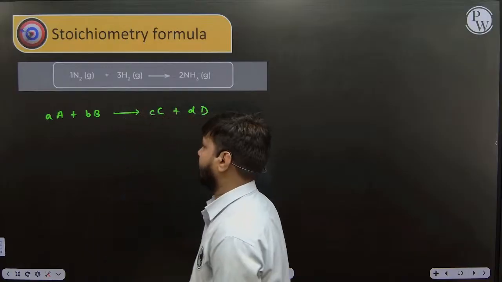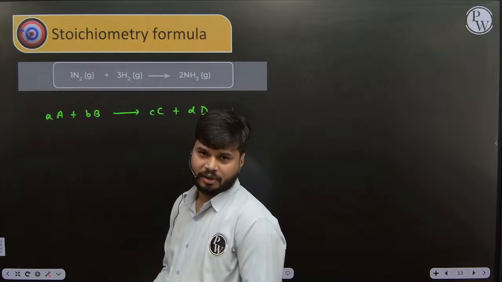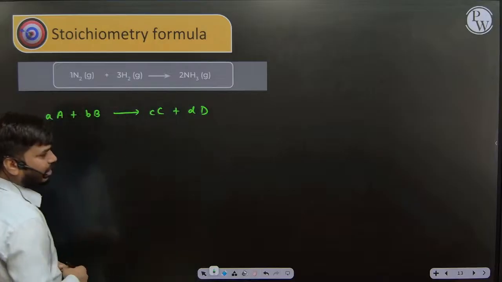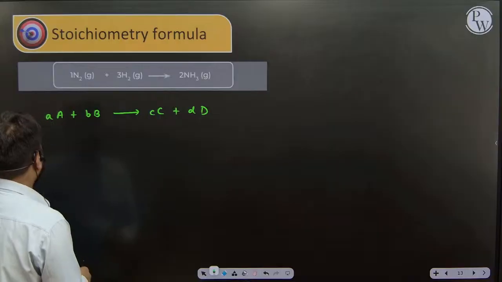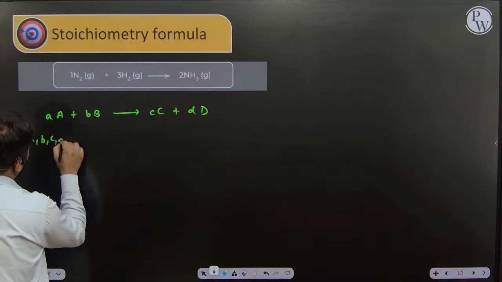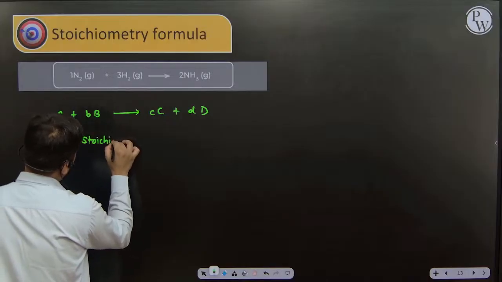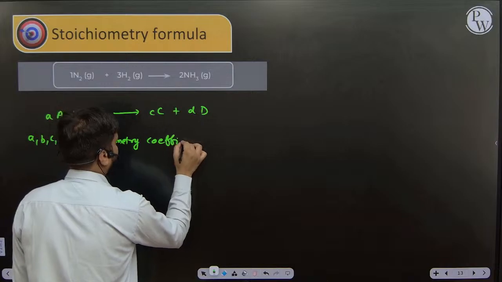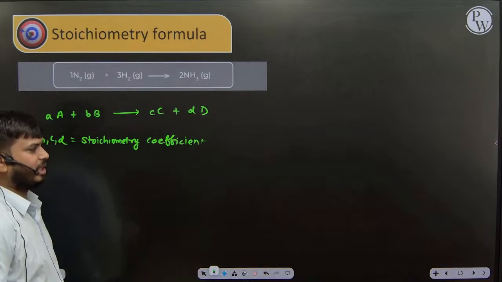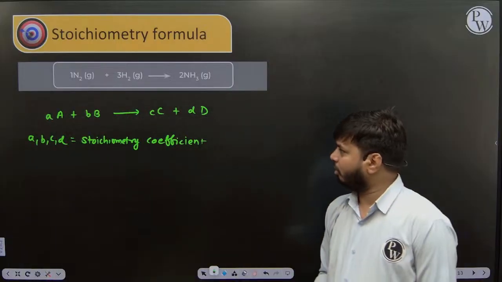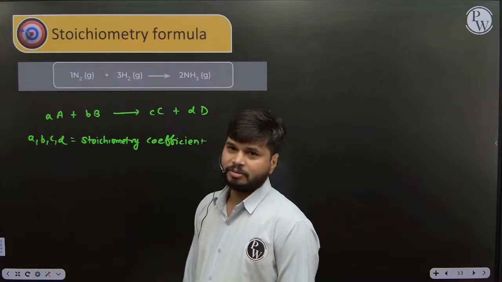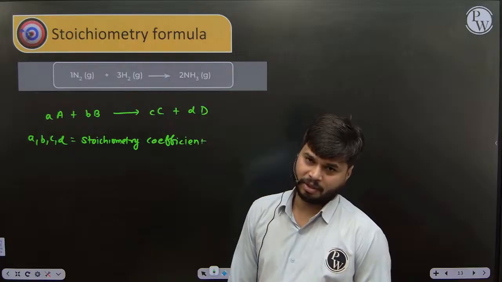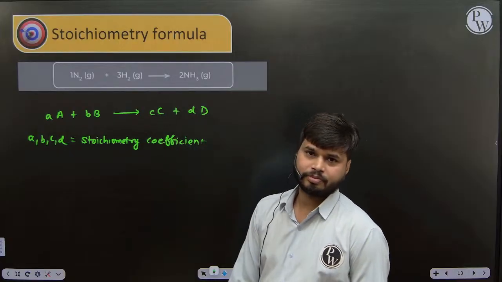Here you can see capital A and capital B are the reactants, and capital C and capital D are products. When we look at small a, small b, small c, and small d, they are the stoichiometric coefficients. So stoichiometry basically means the calculation of the number of moles of reactants or products, the calculation of mass of reactants and products, and the calculation of volume of reactants and products.